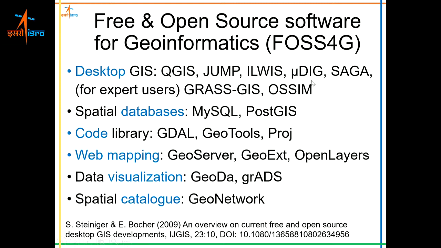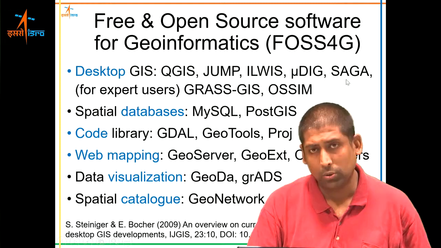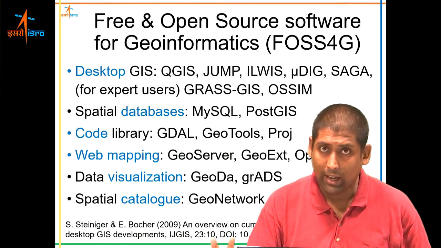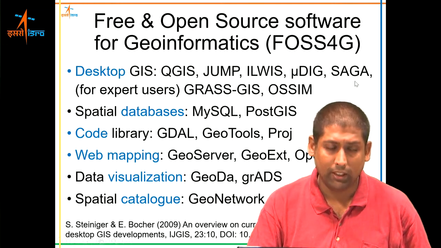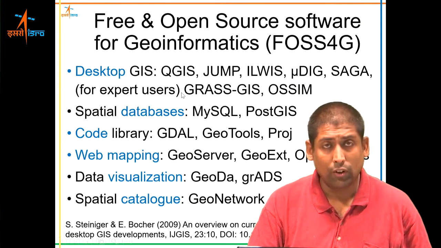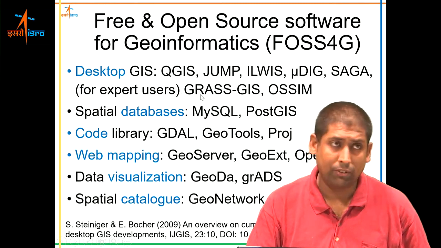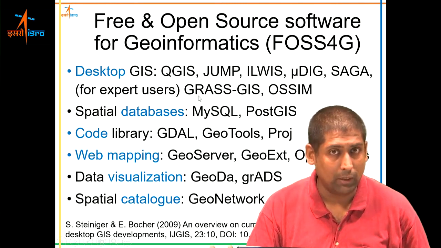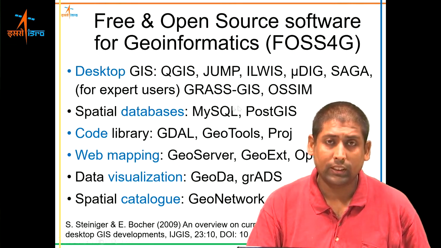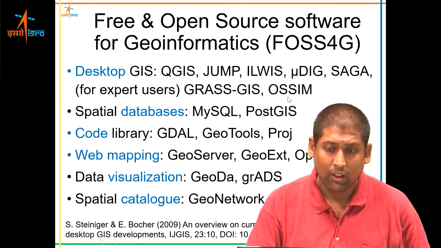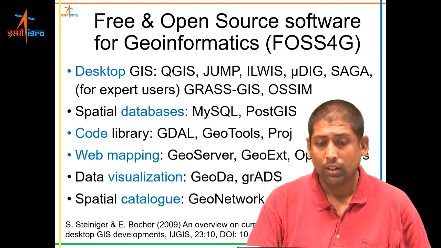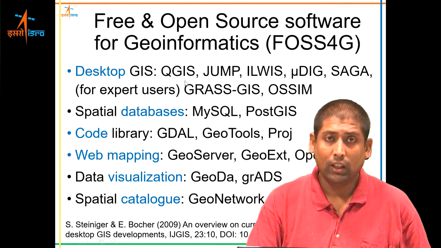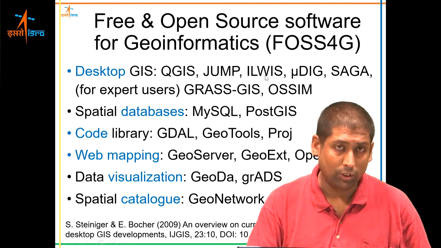Then there is uDig. Then there is a software called SAGA. This is made by some European universities, and it has a lot of algorithms built in. A lot of advanced analysis can be done in SAGA. For expert users, if you've already worked with GIS, and if you're not afraid of using command line, then I would suggest that you start using GRASS GIS or this software called Awesome. These are heavily used in production environments, but for beginners, QGIS, JUMP, Ilwis, these are very good software.